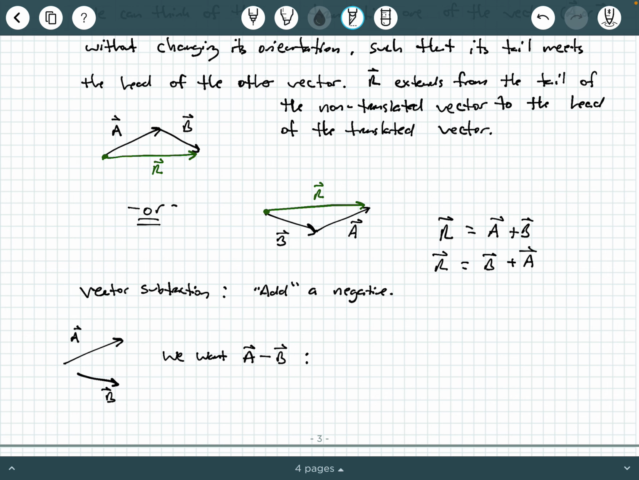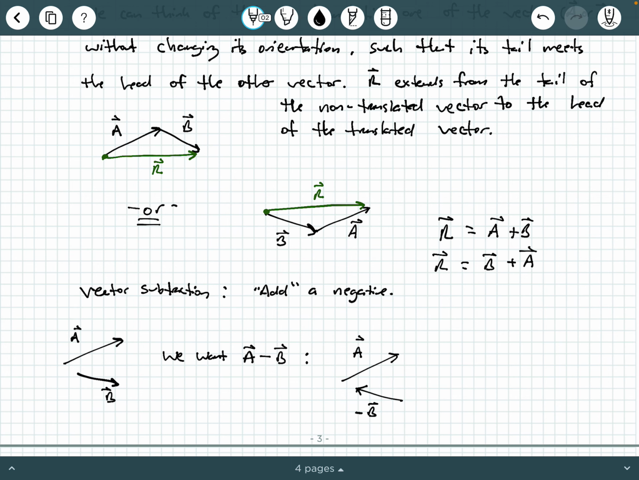What does that do to B? Think back to earlier in this video. It reverses B. It makes it point in the opposite direction. So I'm gonna have A looking the same here, but now B looks like this. Okay, this is -B specifically, right? It's pointing in the opposite direction.